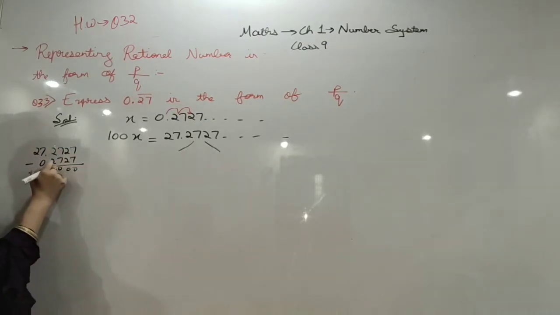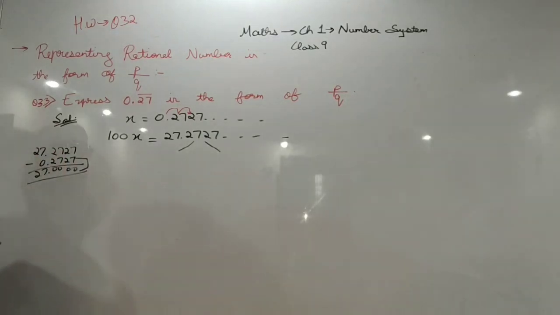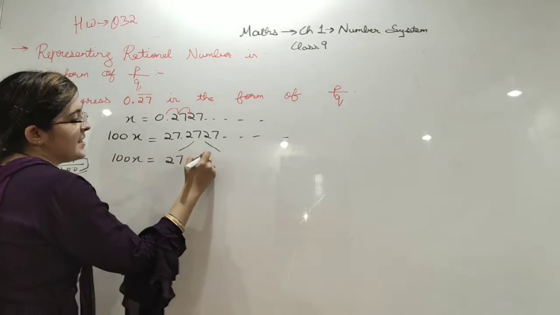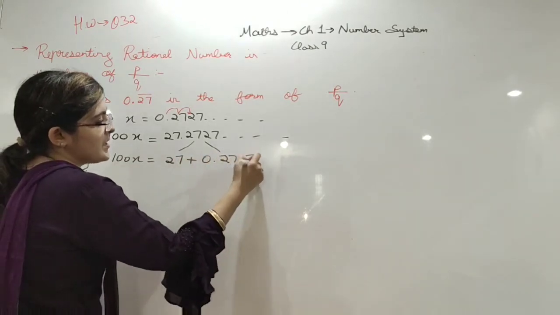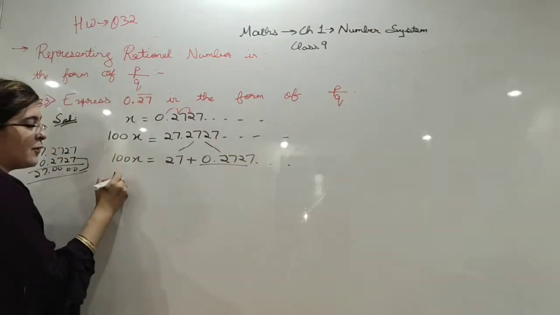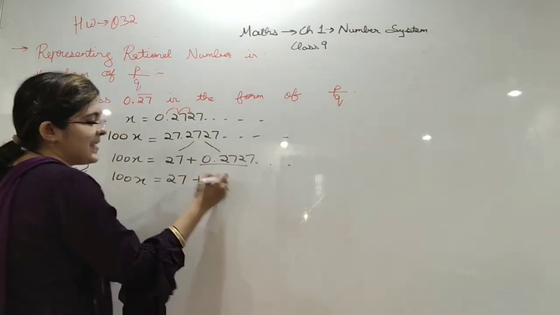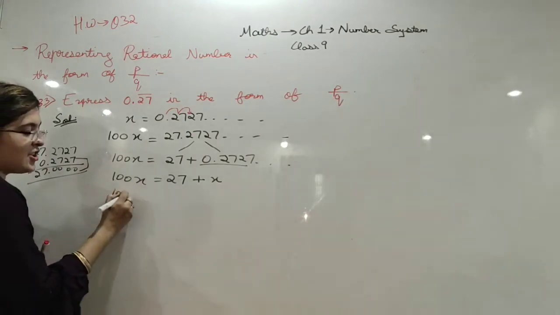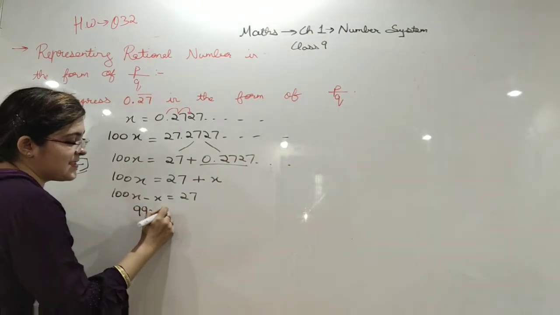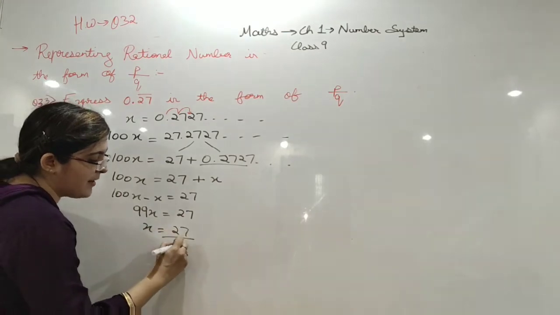What we will get, students? 27 plus 0.2727 and so on. But 0.2727 was x. So what we will write here: 100x is equal to 27 plus x. Now x will come on LHS. Here it will be 99x is equal to 27. Your x will become 27 upon 99.